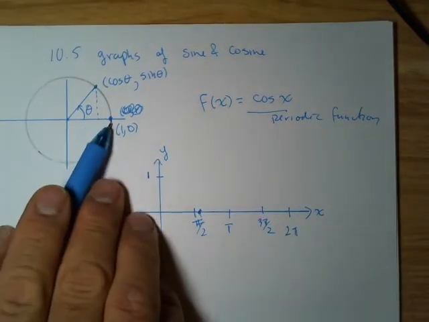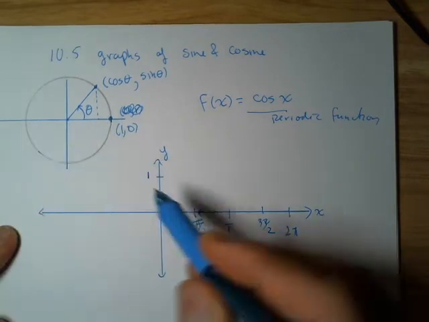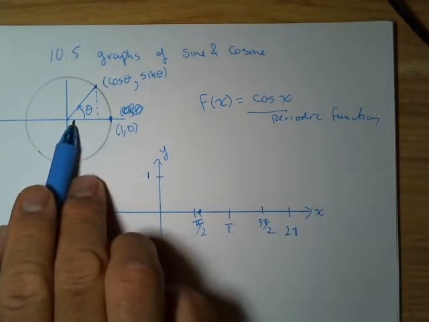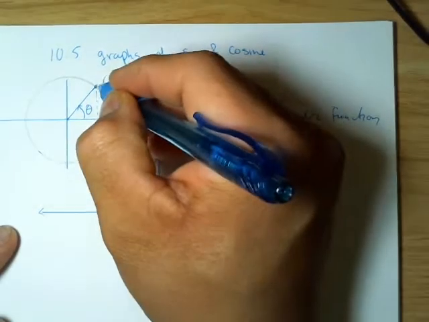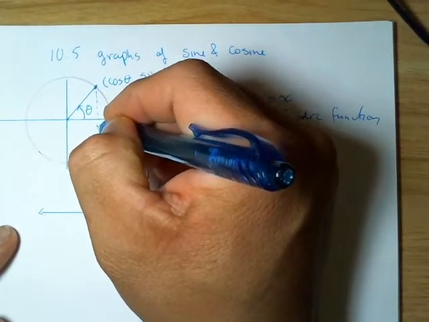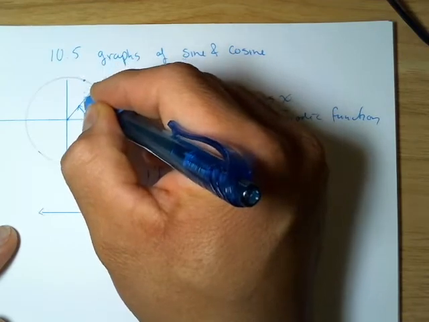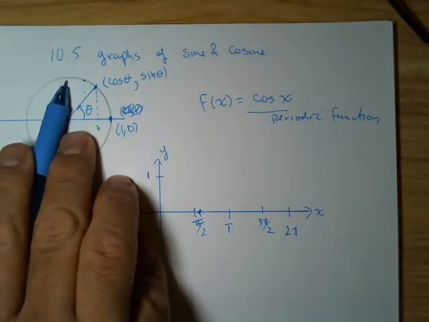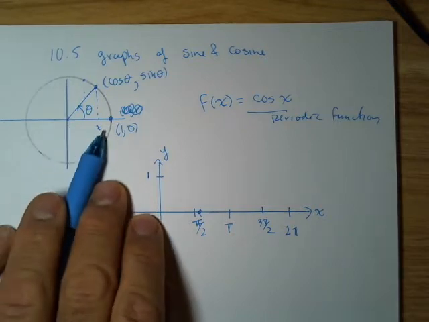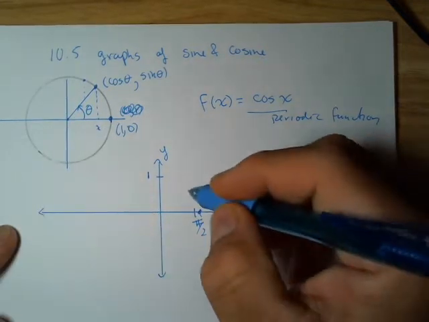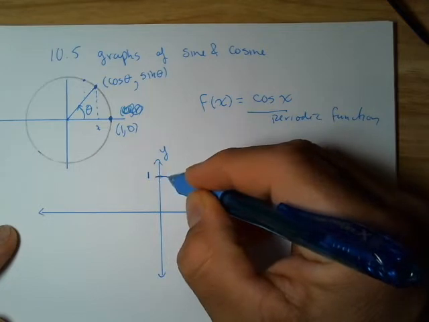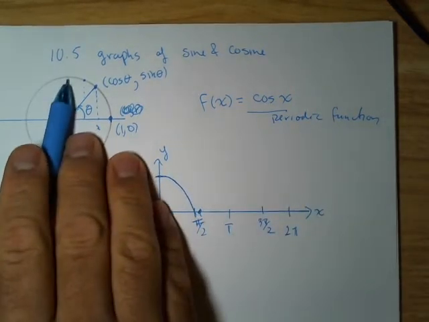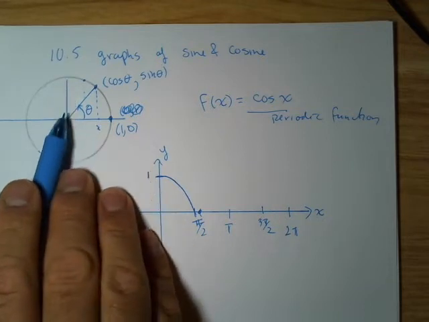Now, as theta increases in this direction, the value of x, as you see, gets smaller and smaller, up here, till it reaches pi over 2, and the value of cosine is 0. So it starts off at 1, and then it reaches pi over 2, and the value of x is 0.